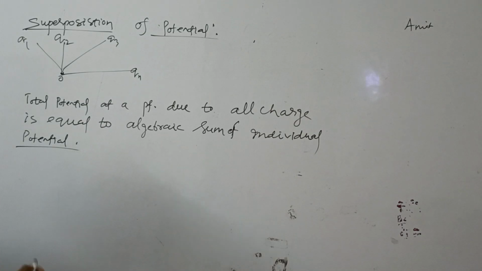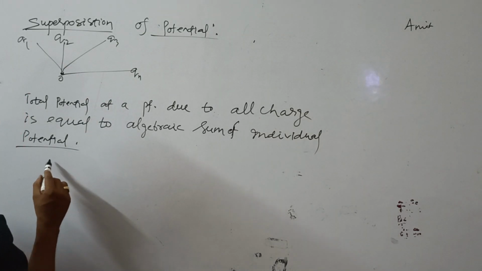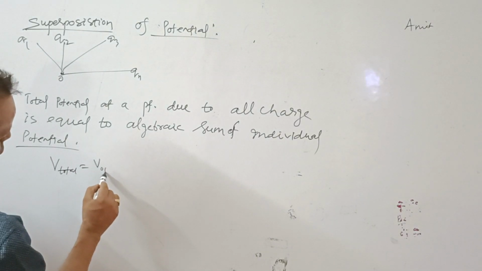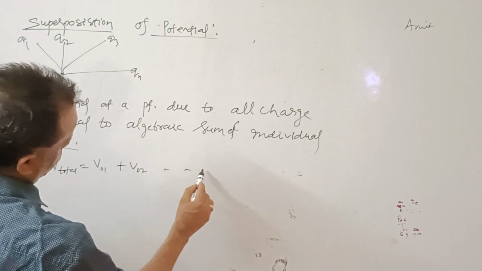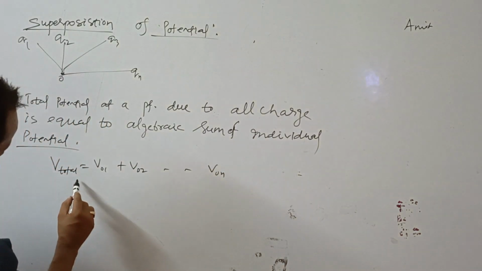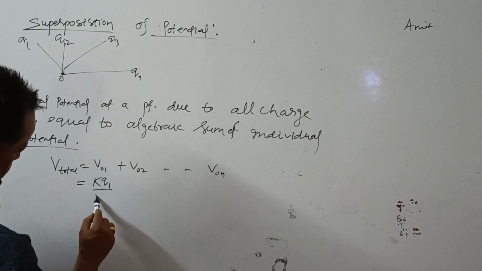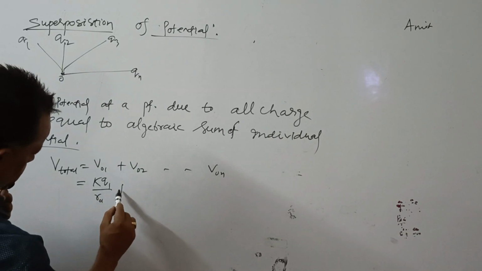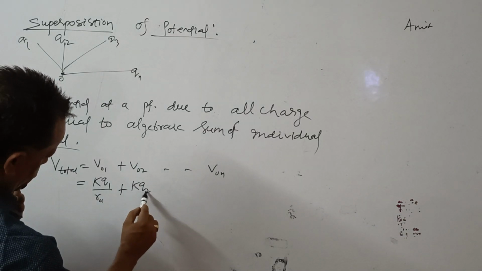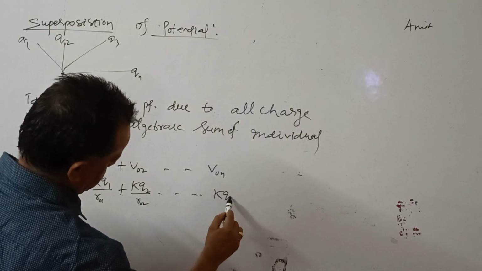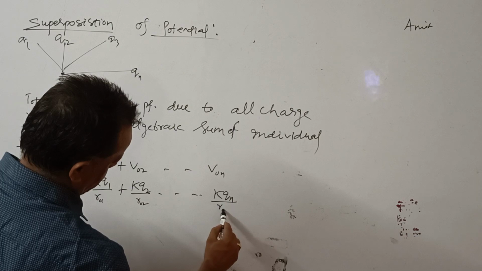Total potential at this point will be equivalent to V total equals V naught 1, V naught 2, up to V naught n. This is K Q1 upon R naught 1, this is K Q2 upon R naught 2, and this is K Qn upon R naught n.